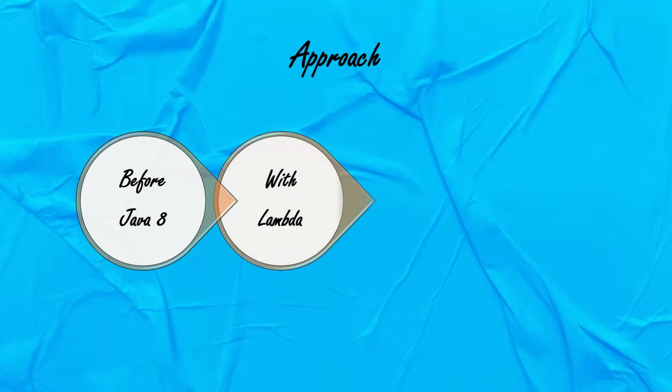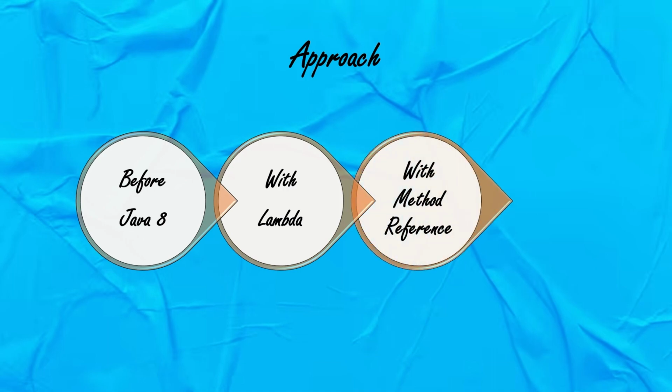with the help of code written before Java 8, assuming that we don't know anything about lambda expressions or method references. Then we are going to enhance the code with the help of lambda expressions, and then the same code will be enhanced with the help of method references.